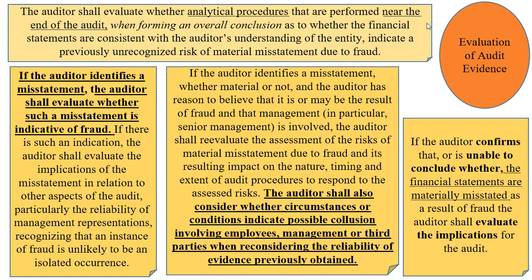If the auditor confirms, or is unable to conclude whether, the financial statements are materially misstated as a result of fraud, the auditor shall evaluate the implication for the audit. If fraud, or an indication of fraud, is affecting the assertion level, the financial statement level, or the presentation, we have to see whether we need to modify our audit opinion.